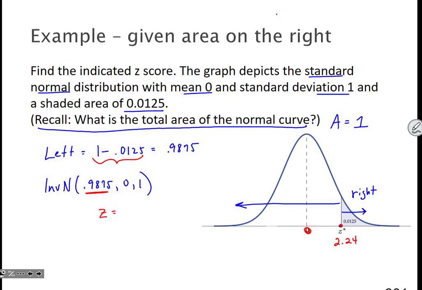This is a great time to notice the symmetry of the bell curve. That was one of the first things we learned about a normal curve. And so if you have the same area on the left-hand side as on the right-hand side, then the z-scores will also be the same. Left is negative, right is positive. And this only works when it's standard normal, but it's a great skill to know.